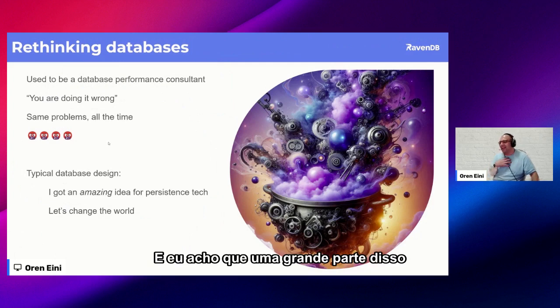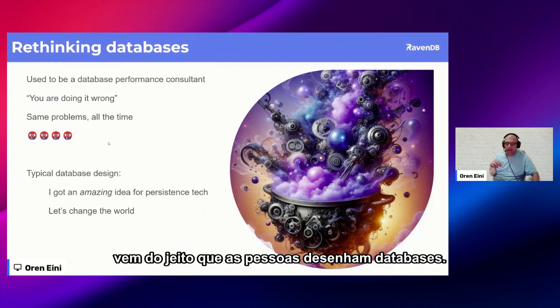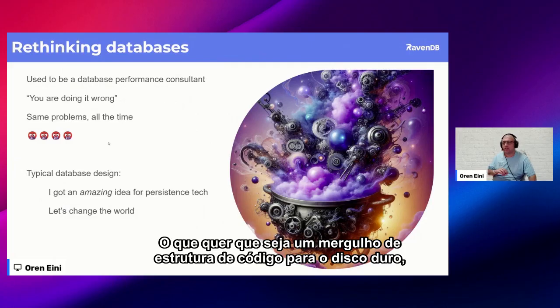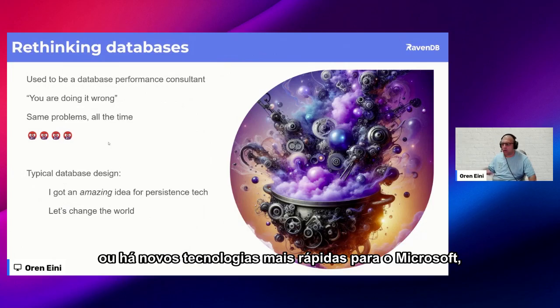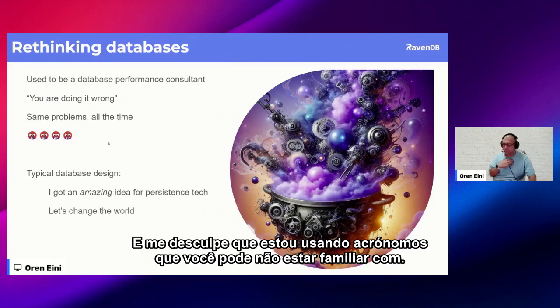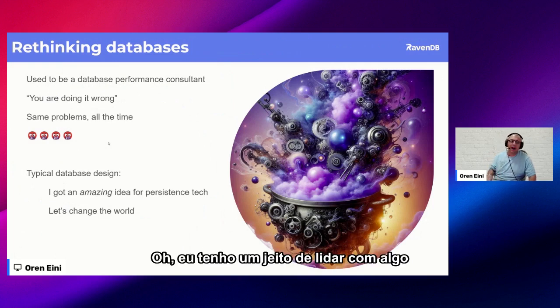And I think that a large part of that comes from the way that people design databases. So someone comes with an amazing idea for how to persist data to disk. Whatever this is, a log structured merge for hard disk, or there are now new technologies, faster for Microsoft for NVMe and a bunch of other stuff. And I'm sorry that I'm using acronyms that you may not be familiar with. But the basic idea is that, oh, I have a way of dealing with something that would make a great database. Let me go ahead and build that, and this would change the world.